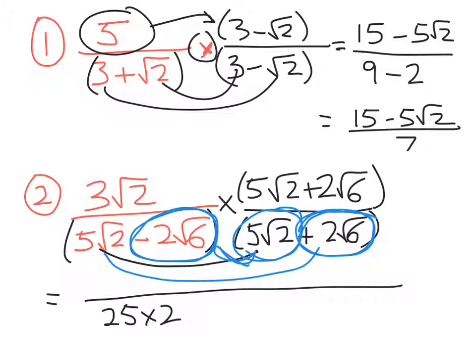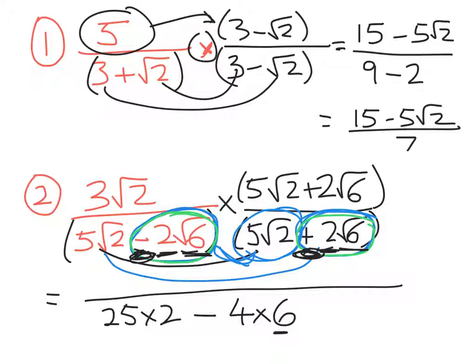Now a nice green pen for the last bit. Now we're going to have this one times this one, which will give me minus 4 times 6. Right, so that bit is minus here, negative times a positive. 2 times 2 gives me the 4. Root 6 times root 6 gives me the 6.